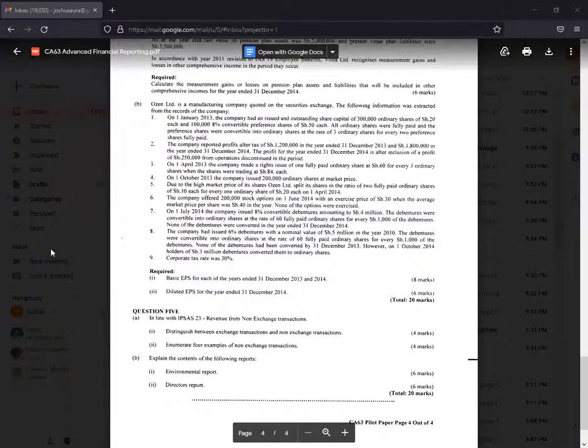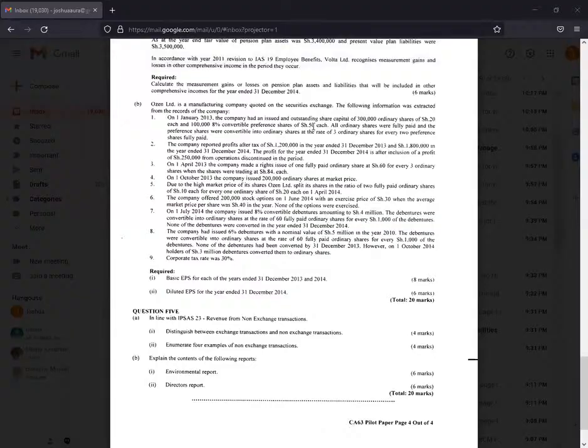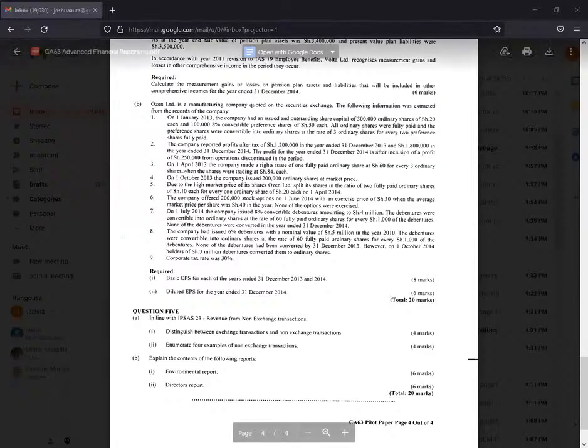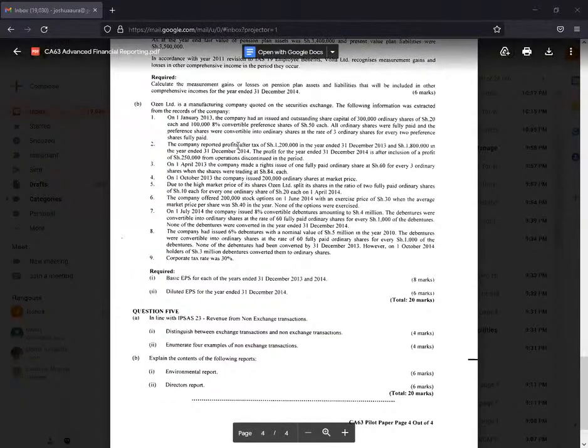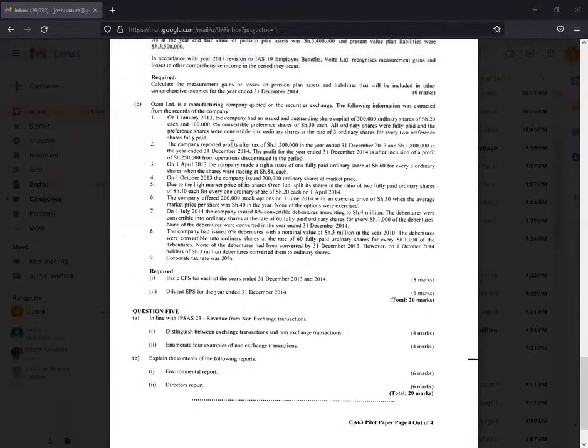So maybe if you could read. On 1st January 2013, the company had issued an outstanding share capital of 300,000 ordinary shares of 20 each and 100,000 8% convertible preference shares of 50 each. All ordinary shares were fully paid and the preference shares were convertible into ordinary shares at the rate of 3 ordinary shares for every 2 preference shares fully paid. But we see we never converted anything, right? We never converted these preference shares.